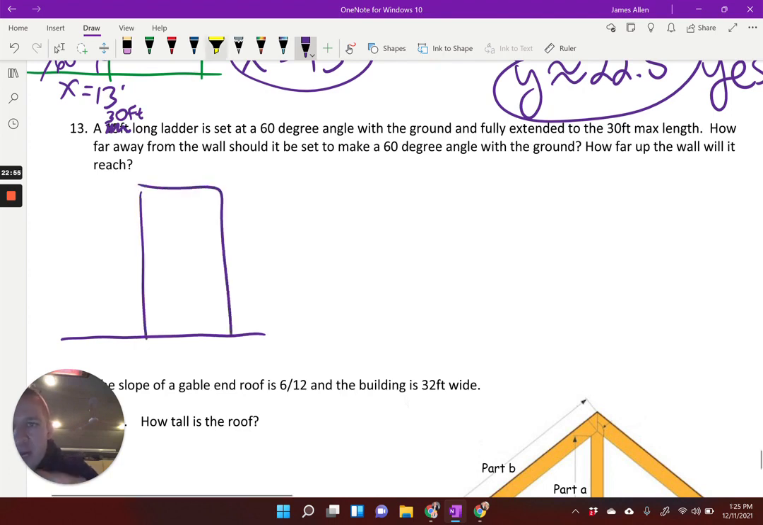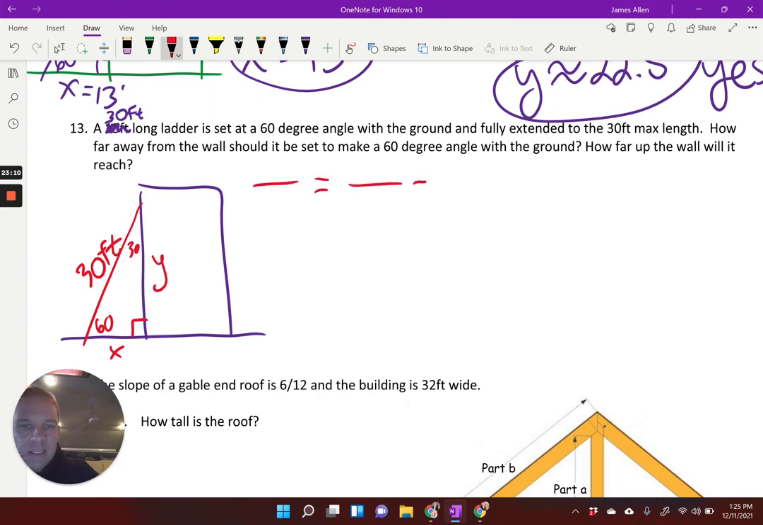Feel free to pause it, try it. I'm going to go with a red ladder this time. So this is a 30-foot long ladder. This is 60 degrees. This is 30. That's 90, right? It says that it makes a 60-degree angle with the ground. Call that x, and we'll call this y.